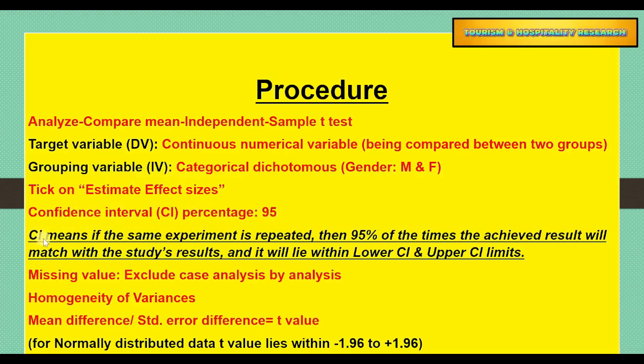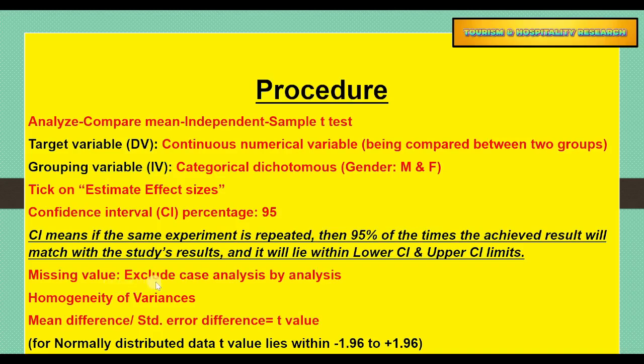What does it mean? CI means if the same experiment is repeated, then 95% of the times the achieved result will match the study's results and it will lie within lower confidence interval and upper confidence limits. So in that case, there will be no zero coming in between the lower CI and upper CI. And that indicates that the result is significant. And if the same experiment is repeated, 95% of the times we'll achieve the same result as we got.